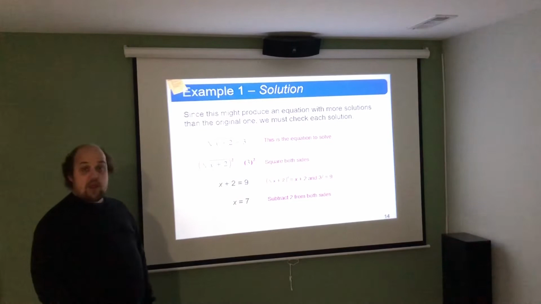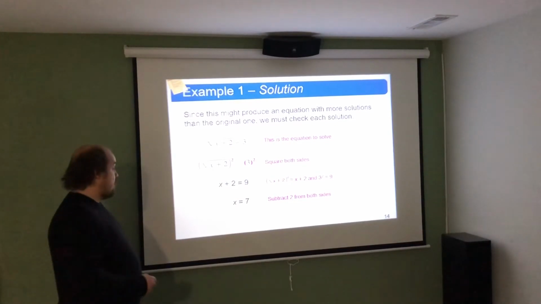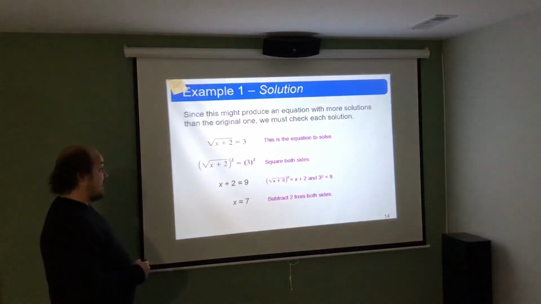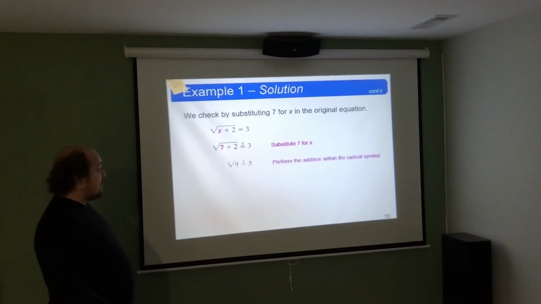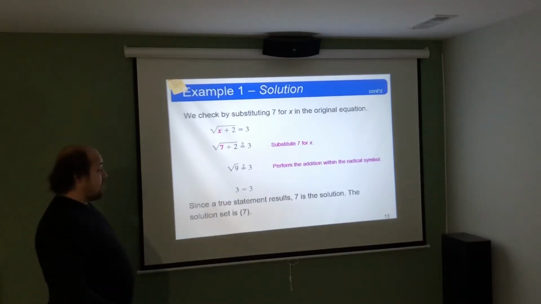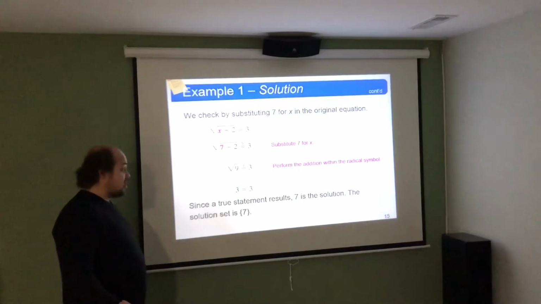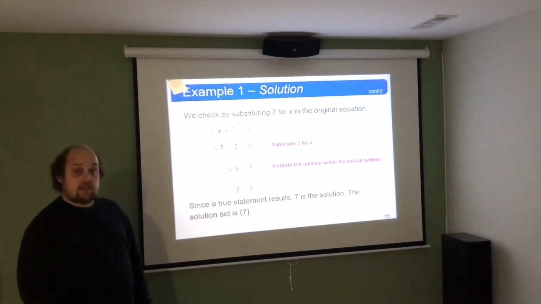I can then plug this back in, see if it's true. If I put that 7 in where I see an x in the original equation, 7 plus 2 is 9. The root of 9 is 3. So we can see that substituting in does give us a true statement, meaning this is not an extraneous solution. 7 is the correct solution to this equation.